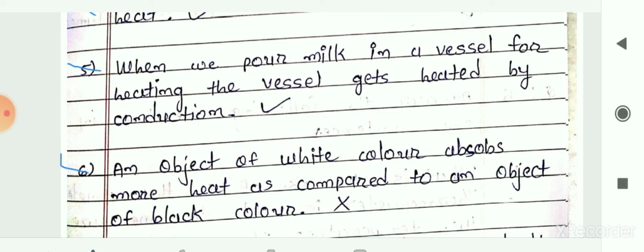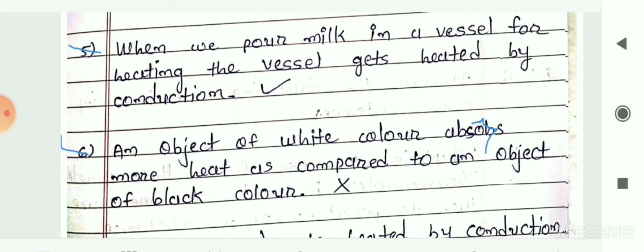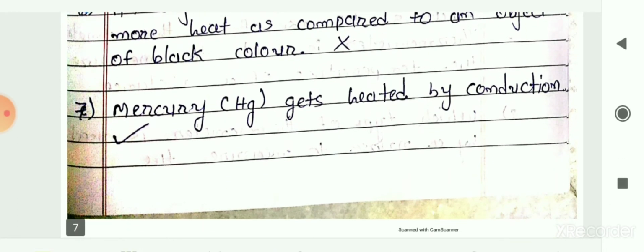The next question is, an object of white color absorbs more heat as compared to an object of black color. So your answer is false. White color objects absorb less heat as compared to black color objects. Next is, mercury, which can also be represented by Hg. It's the symbol of mercury. Mercury gets heated by conduction. So your answer is true.